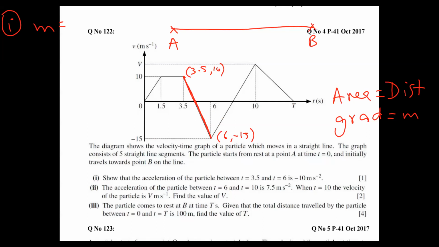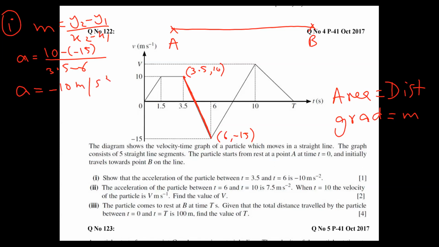So the gradient formula is y2 minus y1 over x2 minus x1. I am showing you this, but you can skip it in an exam, no issue at all. So acceleration is, I start from here, no problem: 10 minus minus 15 over 3.5 minus 6. In the numerator I get 25, and in the denominator 3.5 minus 6 is negative 2.5. So the answer is negative 10 meters per second squared. And you see, it's a proof. Alhamdulillah, we have proved the first part.